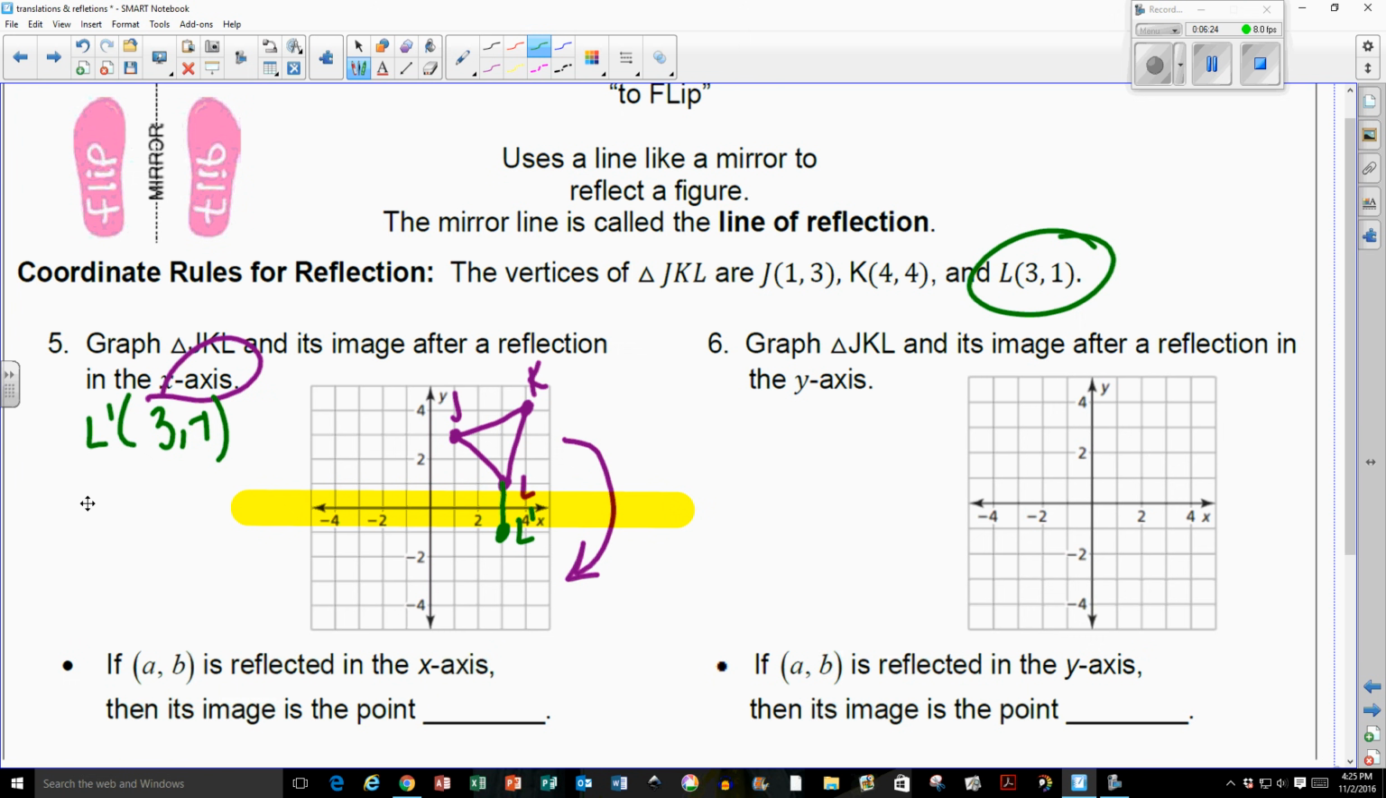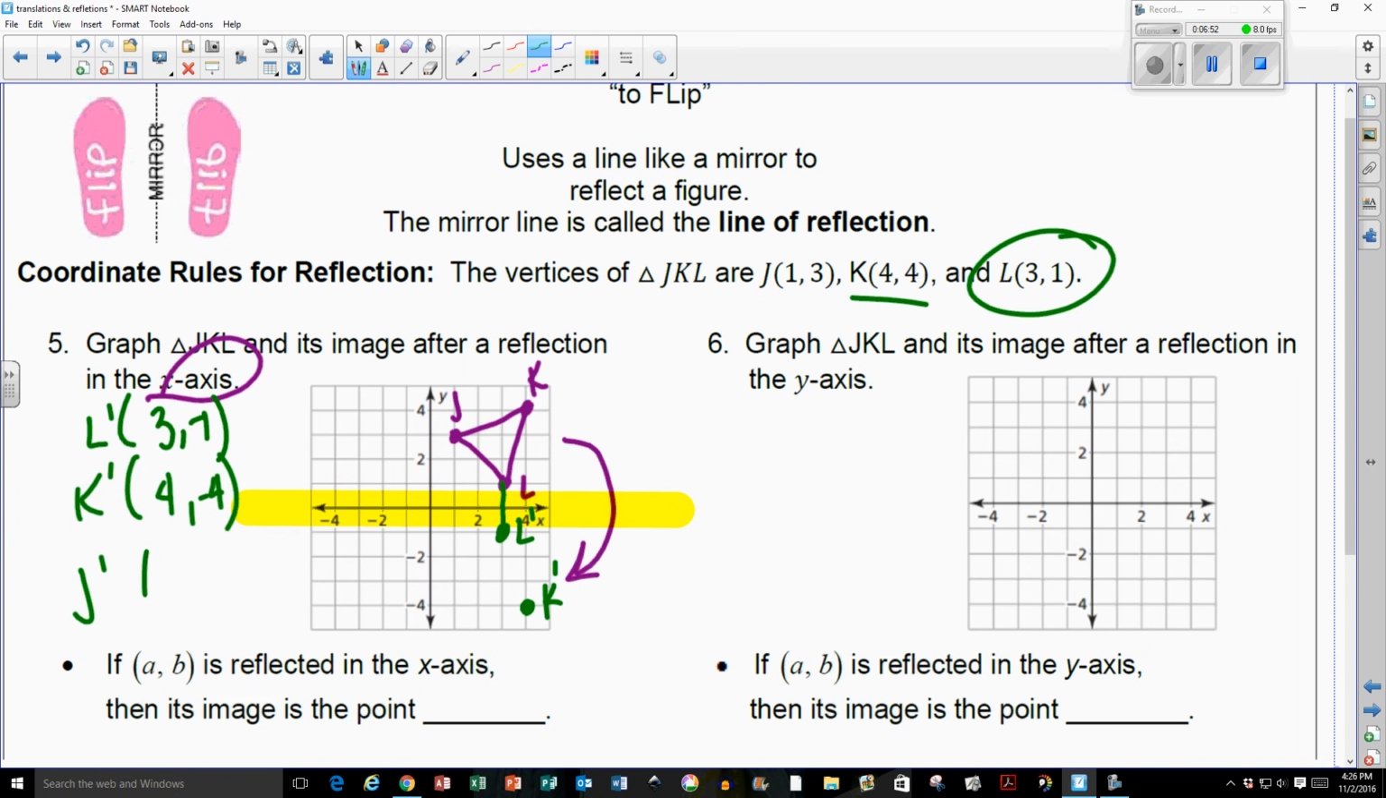So let's see, what would K prime be? So 1, 2, 3, 4, 1, 2, 3, 4. So where's the location of K? K prime is now at (4, -4). And again, if I compare it to the original, the only thing that changed was the y.